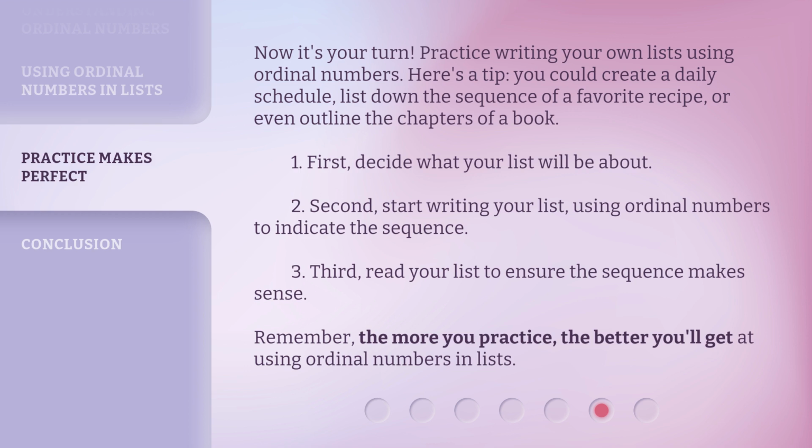1. First, decide what your list will be about. 2. Second, start writing your list, using ordinal numbers to indicate the sequence. 3. Third, read your list to ensure the sequence makes sense. Remember, the more you practice, the better you'll get at using ordinal numbers in lists.